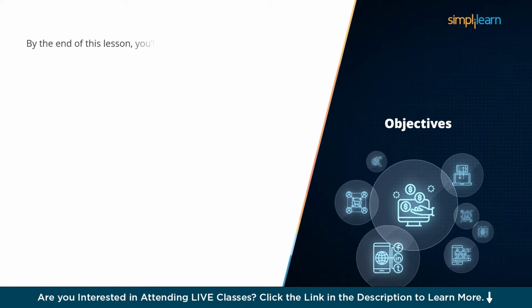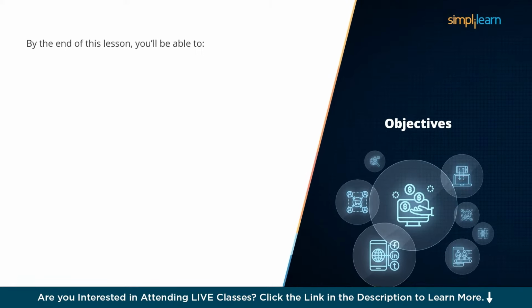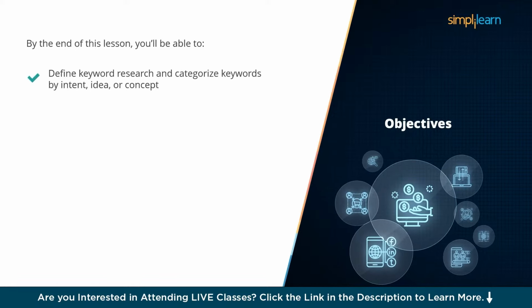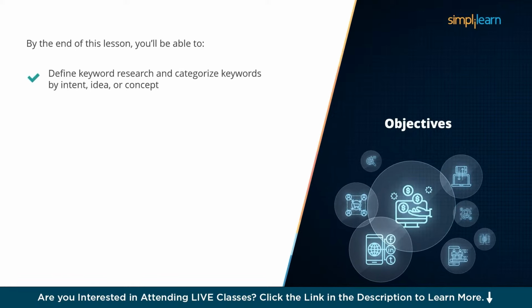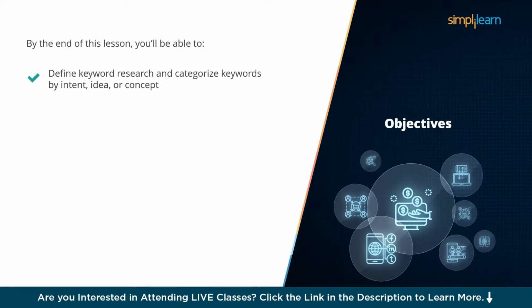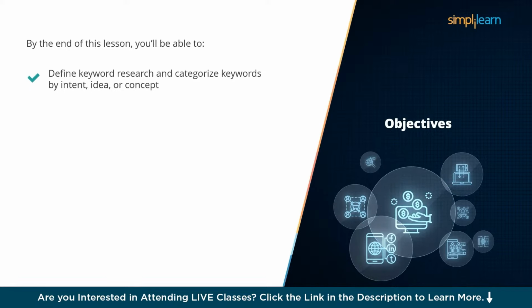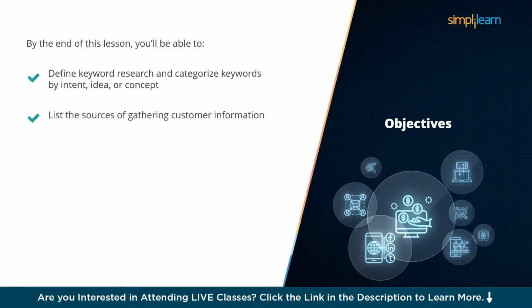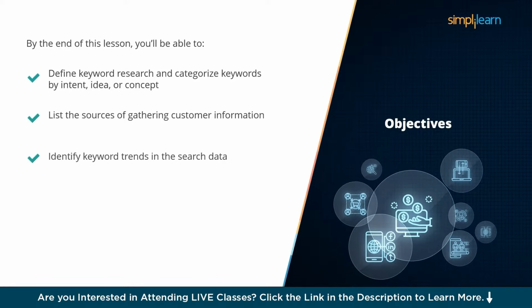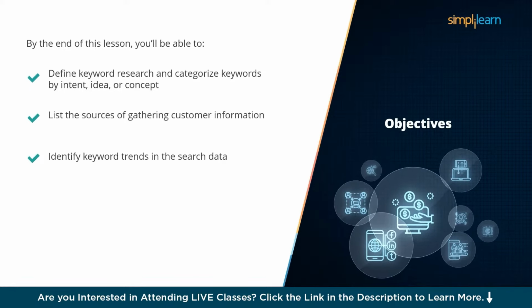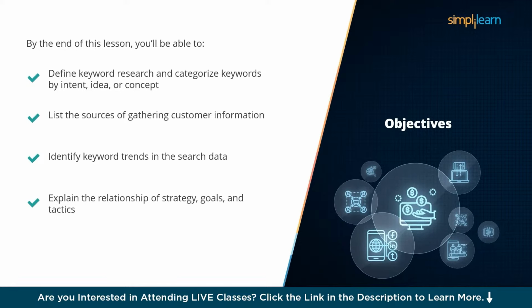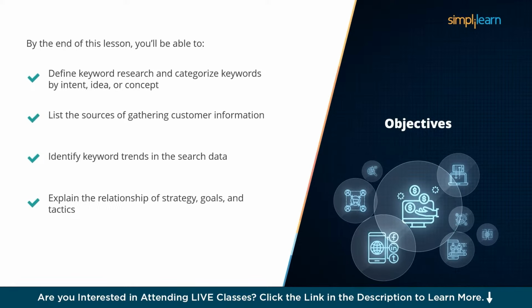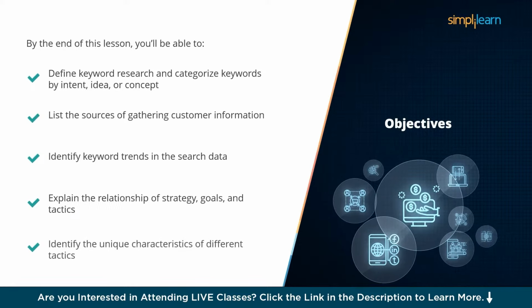Objectives. By the end of this lesson, you will be able to define keyword research and categorize your keywords by intent, idea, or concept. List sources of gaining customer information. Identify keyword trends in the search data. Explain the relationship of strategy, goals, and tactics. Identify unique characteristics of different tactics.